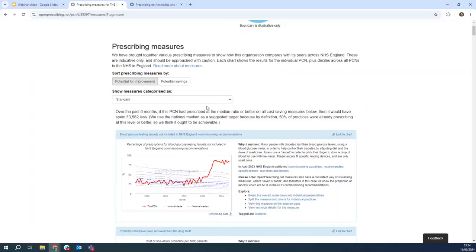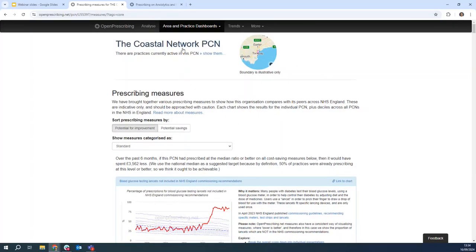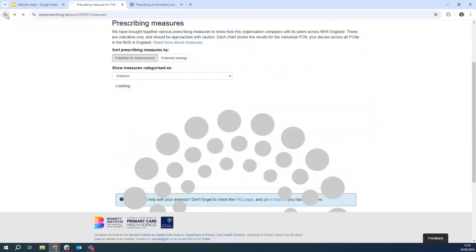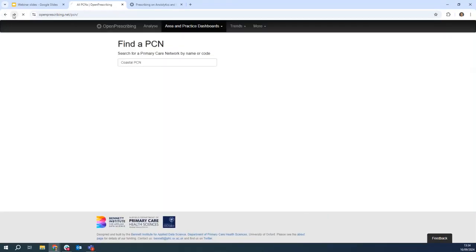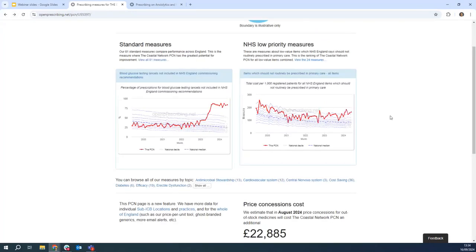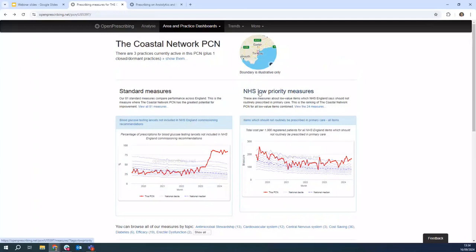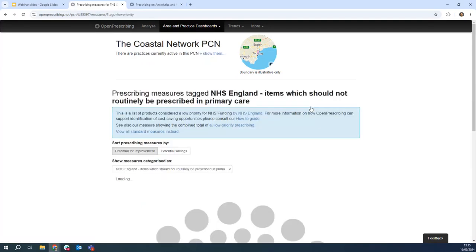Right, and then if we go back to the PCN page, go back, does it take me back? So this is the starting page that we started on for the PCN. We can see here this other set of measures called the low priority measures. These are the NHS England items that should not be routinely prescribed in primary care. On here, you'll see a composite measure, which is a combined cost for all of the different categories in this guidance. But we can also click through here to view the 24 individual measures.